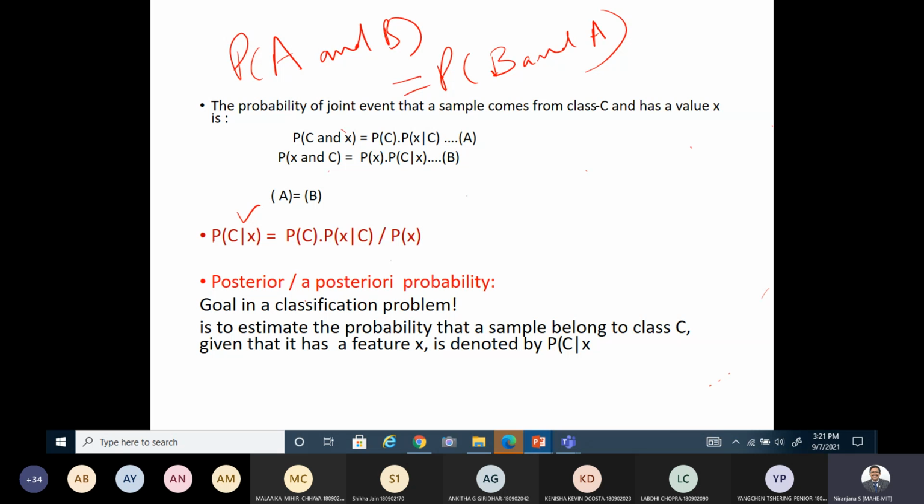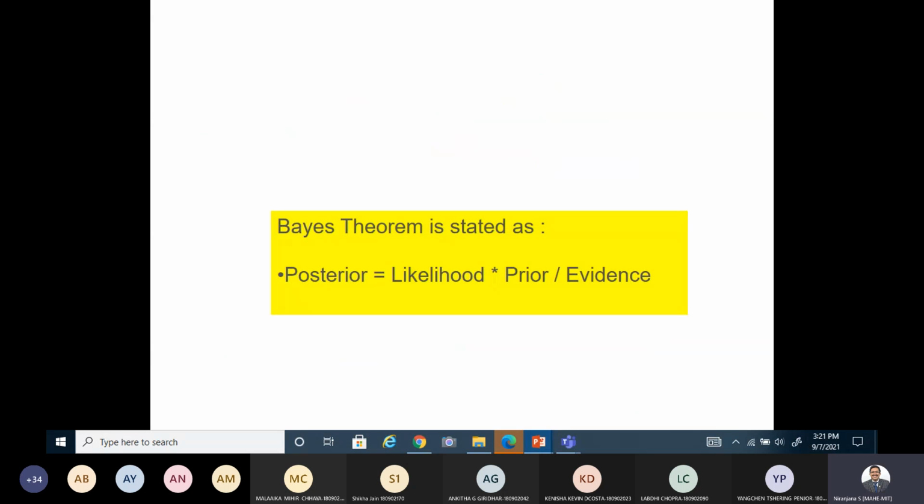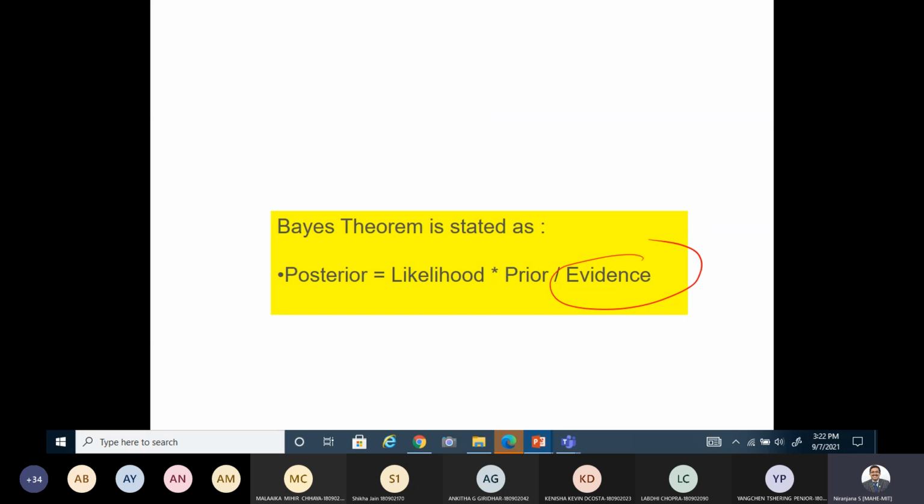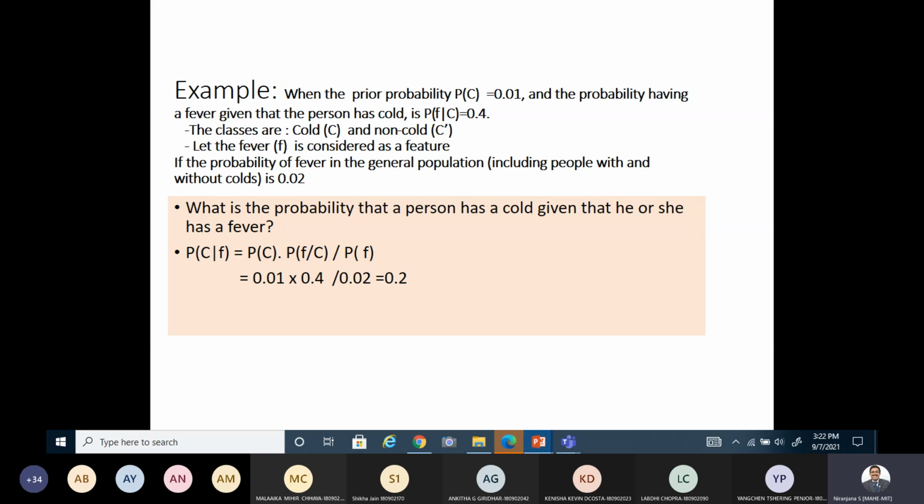And P of X will generally be like a scaling factor. So it is called evidence in a given problem. It does not take a role in decision making generally. That's why the denominator on the right hand side, we call P of X as evidence. Any confusion here? Anyway, I will take a few examples. Then if you still have any confusions, you can always raise them.